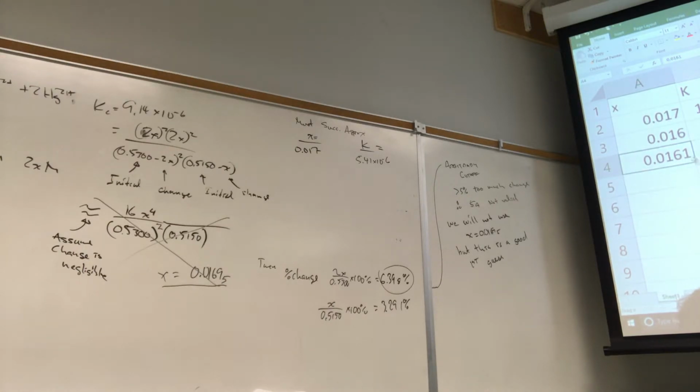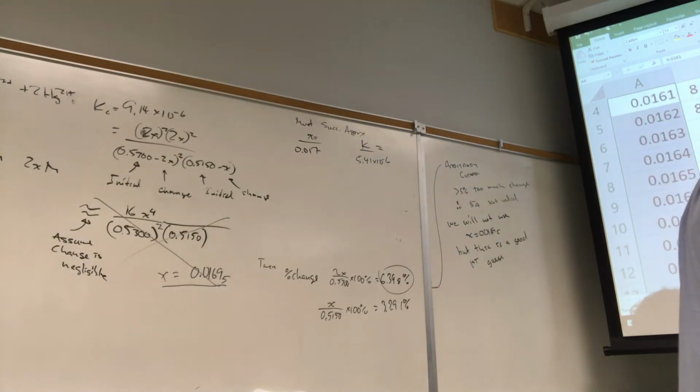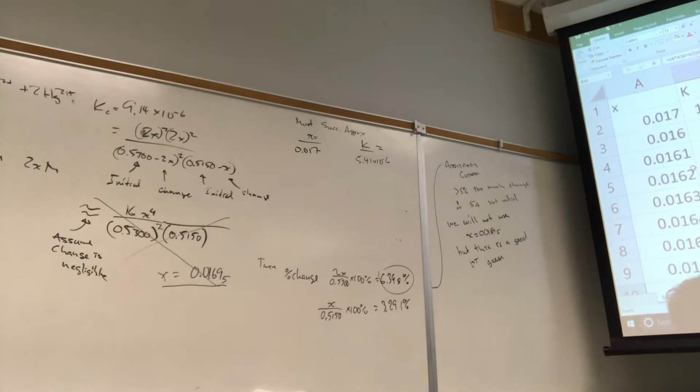Oops. We'll just go with 0.0162. And then Excel will just do the series. So for example, I'm going 161 to 162. I'm going to have Excel do it all the way to 170. So let's go ahead and do it all the way to 170. Here, it just fills it in.